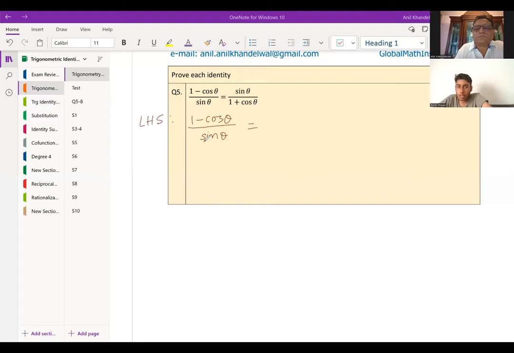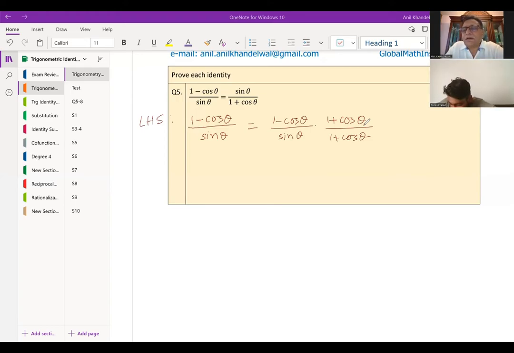If it's 1 minus cos theta over sine theta, right, sir? Yes. We can multiply and divide by the conjugate of 1 minus cos theta. Now we can rationalize the numerator. Last time we did the denominator. You get the idea? So multiply and divide by 1 plus cos theta. Do you understand? That is the strategy we learned in simplification. We are going to apply the same strategy now, this time to the numerator, rationalizing the numerator. Is it okay?